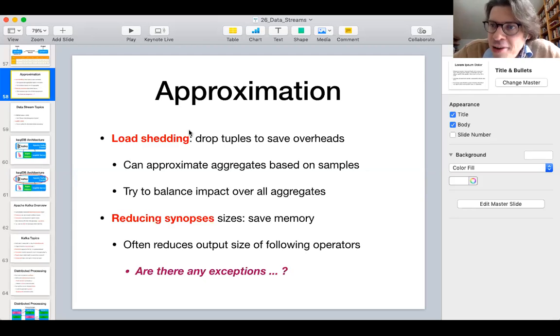So that is one example where decreasing the size of one of the inputs might actually increase the size of the output. And in this system, the authors pay attention to those kinds of effects and will be considerate about where they reduce the size of the synopsis, because in some cases it might actually increase the size of the data processed by follow-up operations.